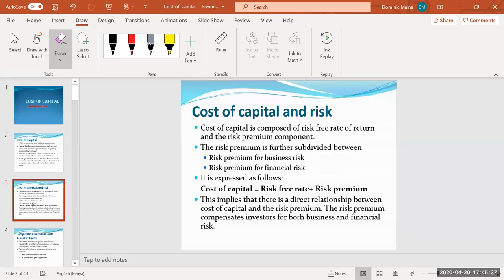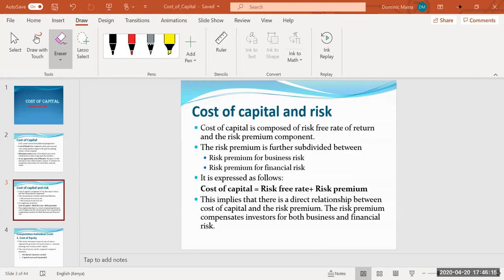We also defined that, if we assess the cost of capital from the return perspective, the investors shall be expecting a minimum return. The investor will consider how much risk their capital shall be exposed to in the company they are providing it to. How much risk will I be exposing myself to if I were to invest in this particular business?